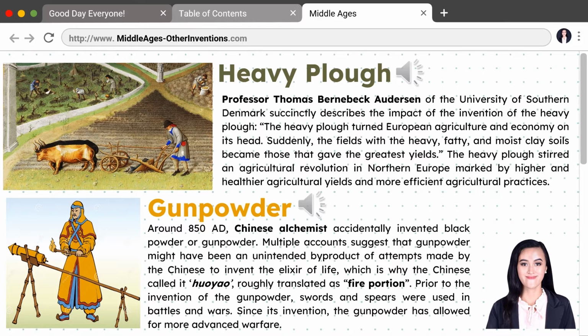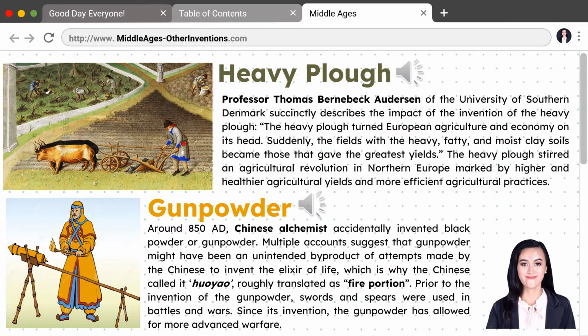Suddenly, the fields with heavy, fatty, and mostly clay soils became those that gave the greatest yields. The heavy plow steered an agricultural revolution in northern Europe, marked by higher and healthier agricultural yields and more efficient agricultural practices. Another invention in the Middle Ages is gunpowder.